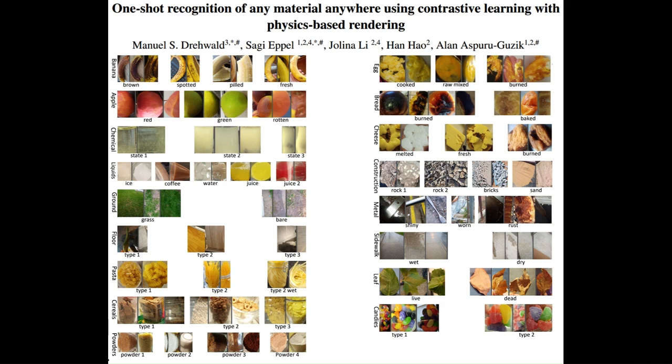The MatSim dataset focuses on visual recognition of any material in any conditions using one or a few examples. Recognition of materials and their states is essential for understanding the world, from determining whether food is cooked, metal is rusted, or a chemical reaction has occurred.